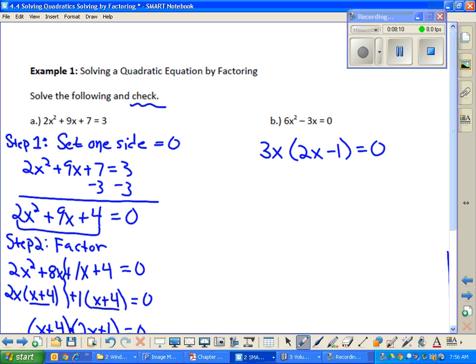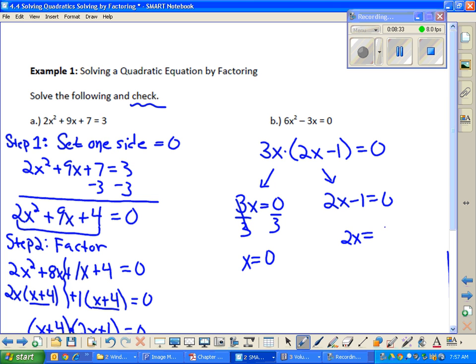And now I can go ahead and move into step 3. Step 3, I have to use the zero product property. I have 2 factors, 2 things multiplied together to equal 0. Any factor that has an x in it, I do need to set equal to 0 to solve for that x. Here, if you divided both sides by 3, 0 divided by 3, that's just 0. Whereas if you add 1 to both sides, divide both sides by 2 over here, you get a 1/2. And you could also plug these back in to check, and they do both work.